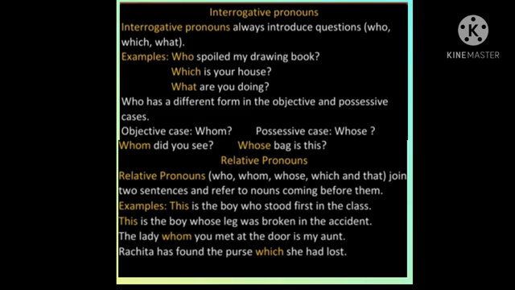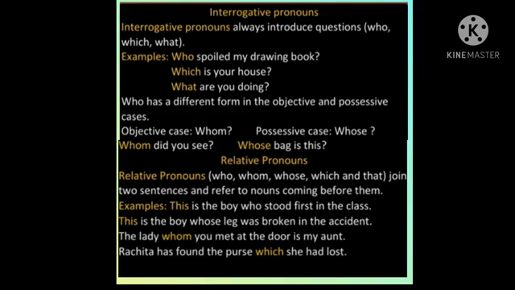Then the last type of pronoun is relative pronoun. So relative pronoun is also the WH word along with that. WH words like who, whom, whose, which, along with that are joining two sentences and refer to nouns coming before them. Okay, so these relative pronouns are basically combining two sentences. You can see the example here. This is the boy who stood first in the class. Here we are just combining two sentences together with the help of the word who.